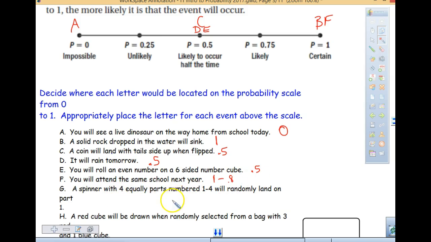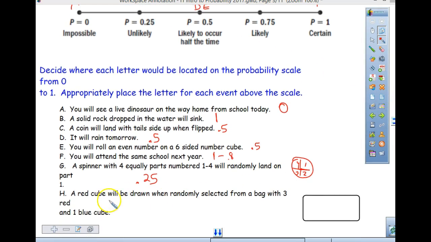A spinner with equal parts, numbers 1 to 4 that will randomly land on part 1. So you have a spinner, it has 4 equally divided parts, 1, 2, 3, and 4, right? Probability that it will land on the 1 should be what, Jack? 1 out of 4, 0.25, right? We think that that's kind of unlikely as we're looking at it 25% of the time.